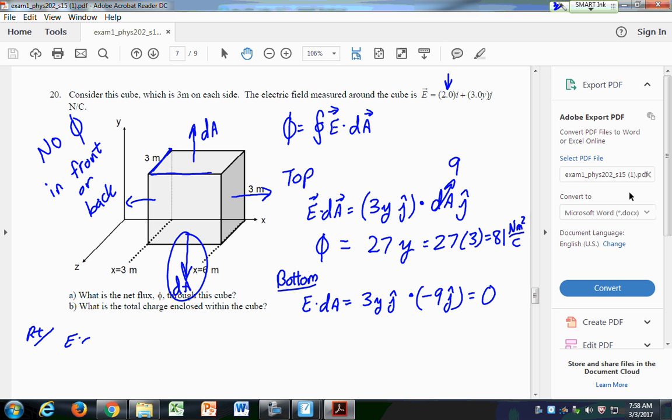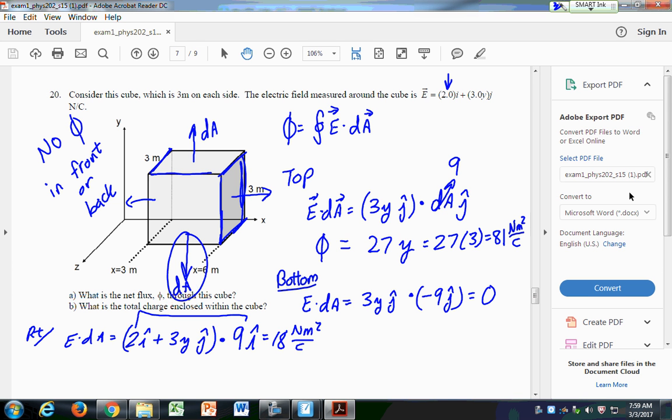E dot dA is going to be 2i. I'm leaving off the 3yj term because j dot i will equal 0. You know, I'll go ahead and write it out just so you'll see. 3yj dotted with my area vector, which is on the right face, which is this face right here, is going to be 9i. And then when I dot this, I get 18 Newton meter squared per coulomb.